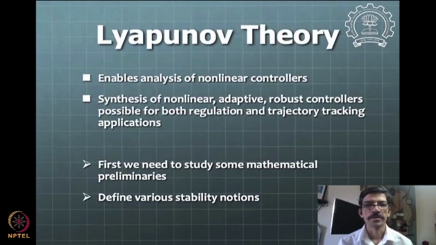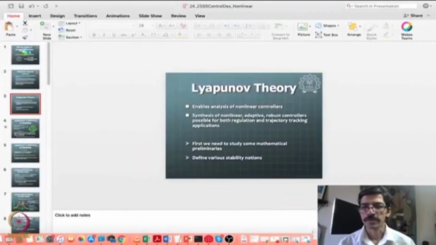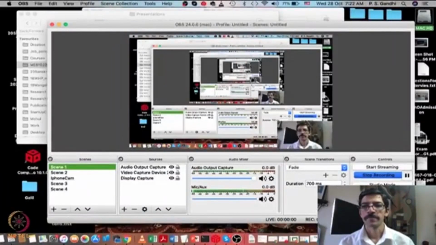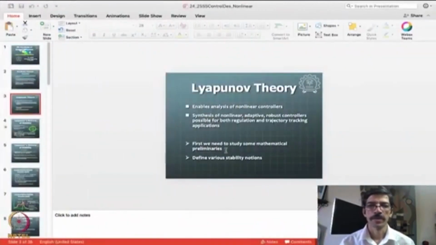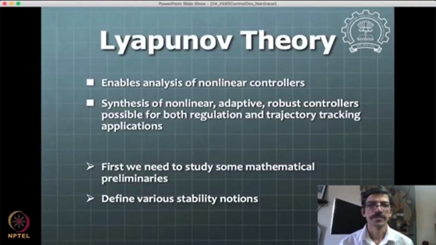So this theory, as we see it: first we get into some fundamental mathematical preliminaries and define various notions of stability. As I mentioned earlier also, from linear systems to nonlinear systems there are different notions of stability that one needs to get into. Let me just check things are getting recorded properly and then come back. Just a moment. Yeah, I think we are fine. So let's start with these preliminaries now.